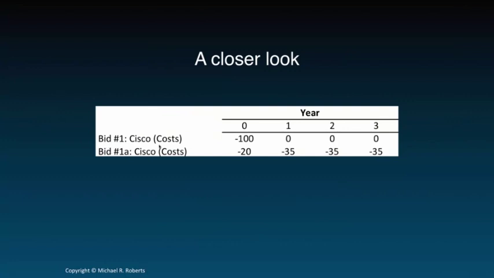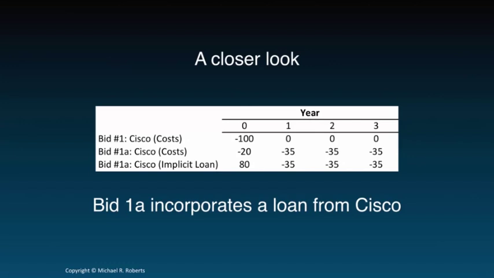Here's bid 1. Wharton's costs are $100 million, all up front. For bid 1A, Wharton's costs are only $20 million up front, but then $35 million every year thereafter. And so what bid 1A is doing is it's inserting a loan. Cisco's lending us money. In particular, they're lending us $80 million today in exchange for $35 million over the next 3 years. Here's a question. What's the interest rate on the loan?